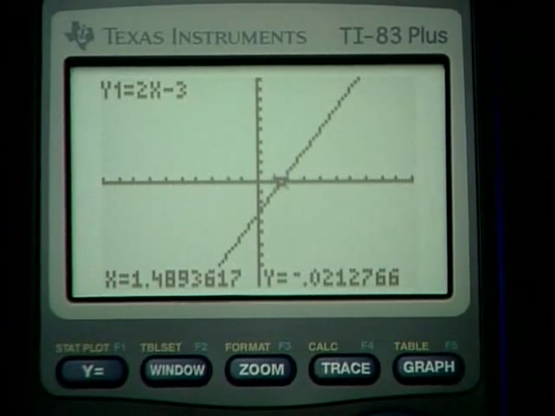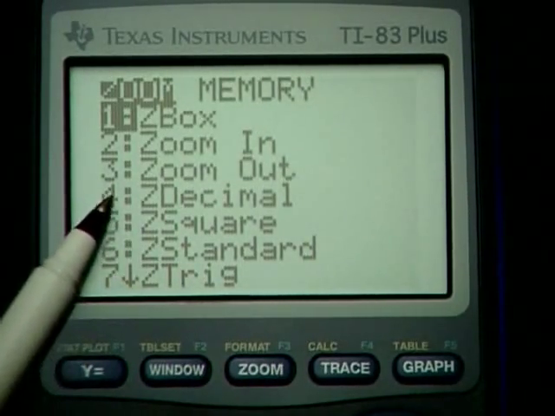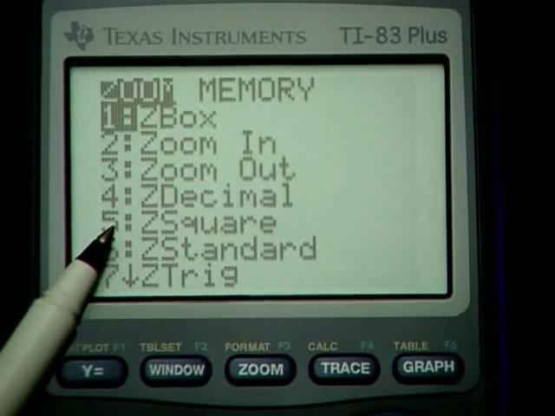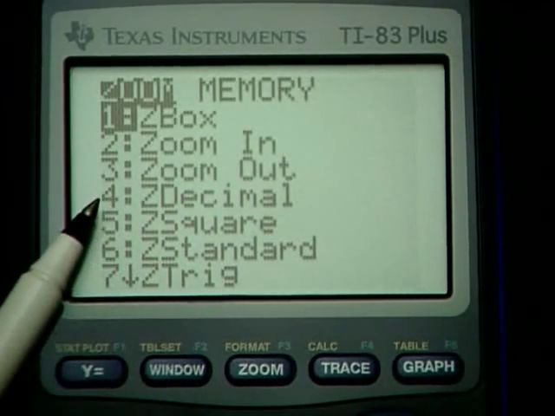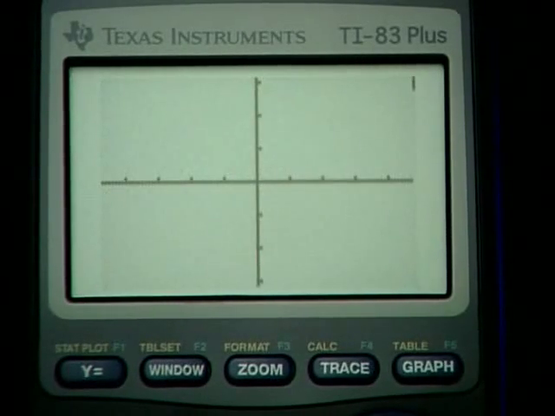For this graph, it turns out that the value here is a friendly decimal. It's just a little short decimal number. And so we need to just change the one little feature on the calculator. I'll go to Zoom. I can press either item 4 or item 5, I think, and accomplish this. But I'm sure I can accomplish it by pressing item 4. Item 4 is Z decimal.